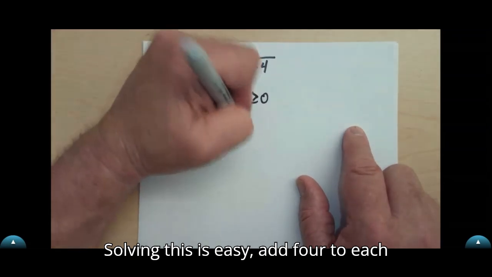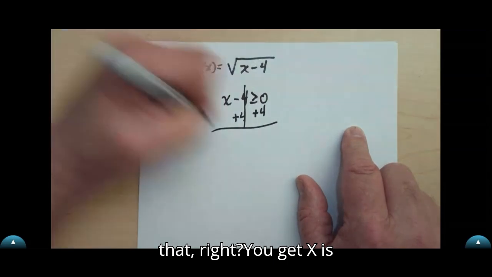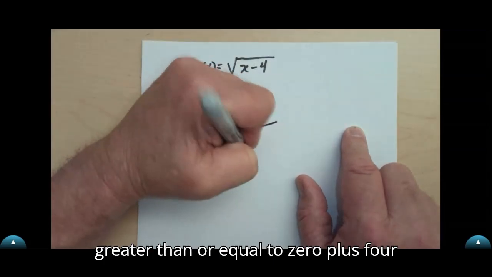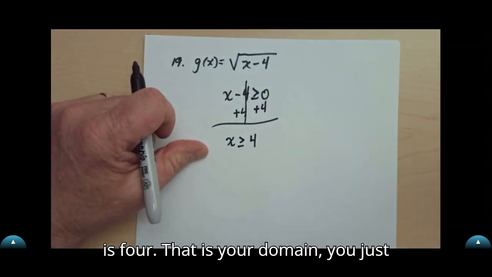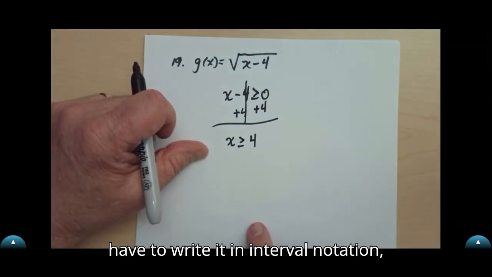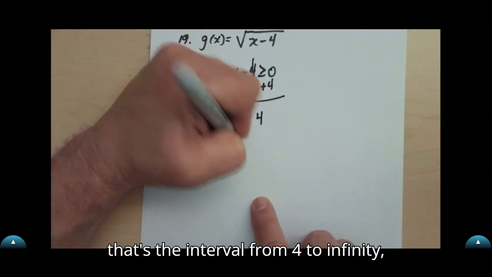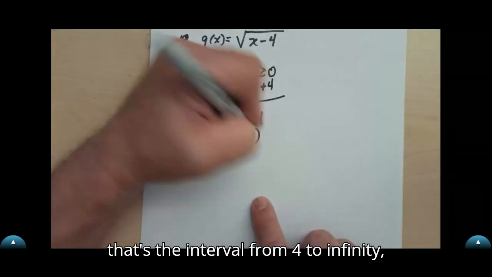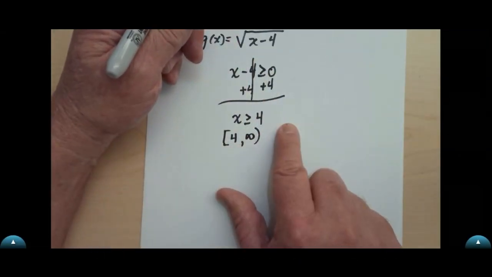Solving this is easy. Add 4 to each side and you're done pretty much with that, right? You get x is greater than or equal to 0 plus 4 is 4. That is your domain. You just have to write it in interval notation, right? So in interval notation, that's the interval from 4 to infinity. You're going to need the square bracket around the 4 because of the or equal to part.